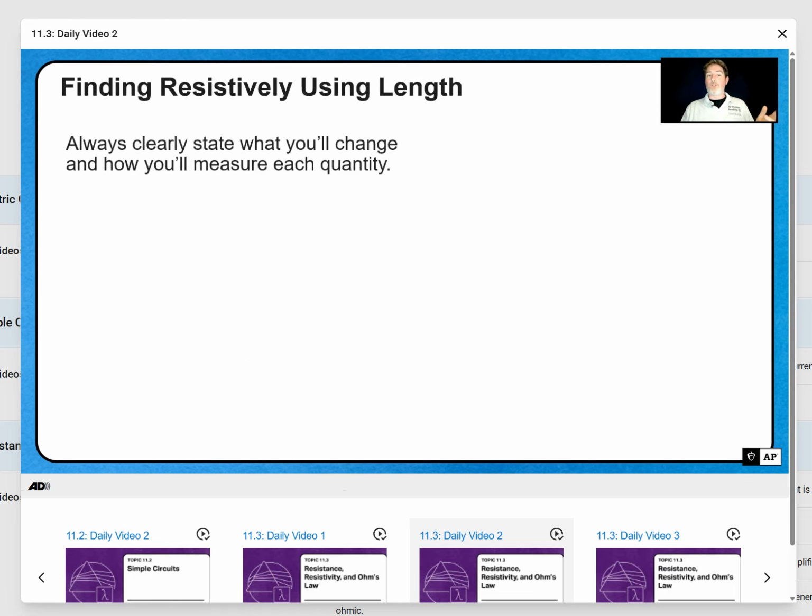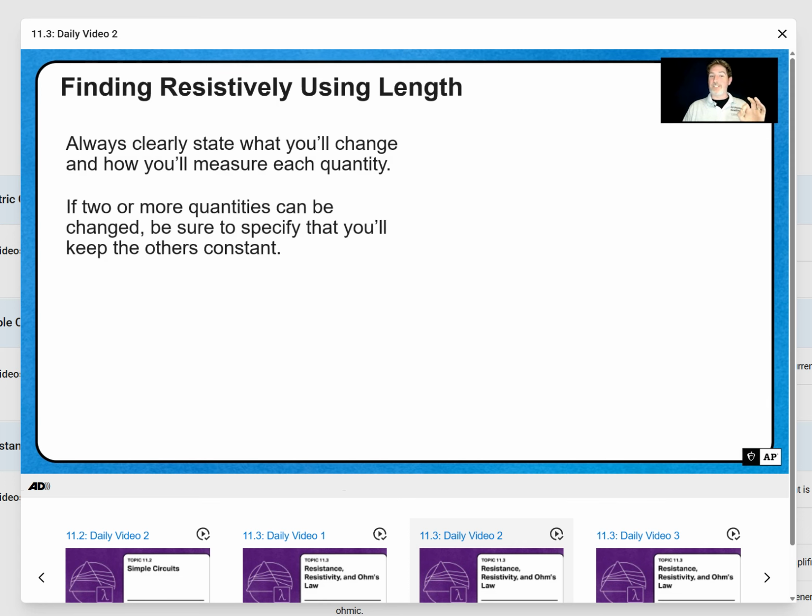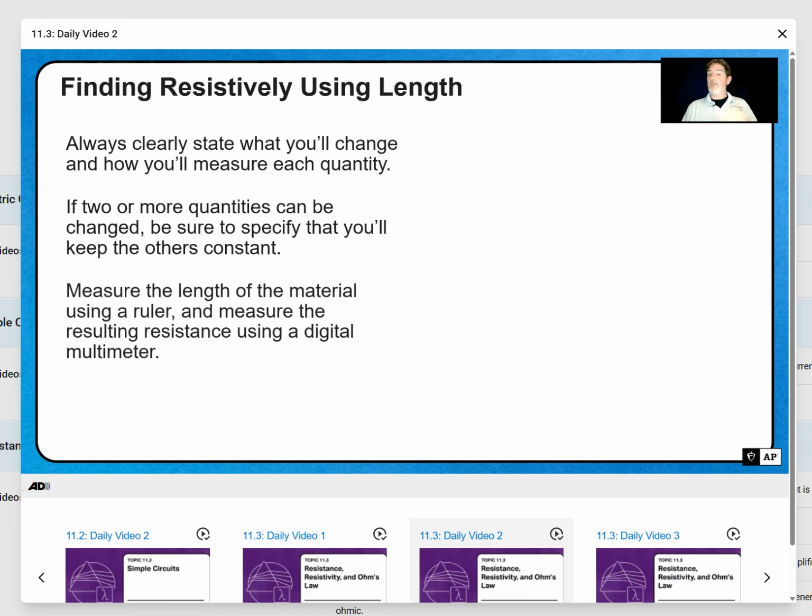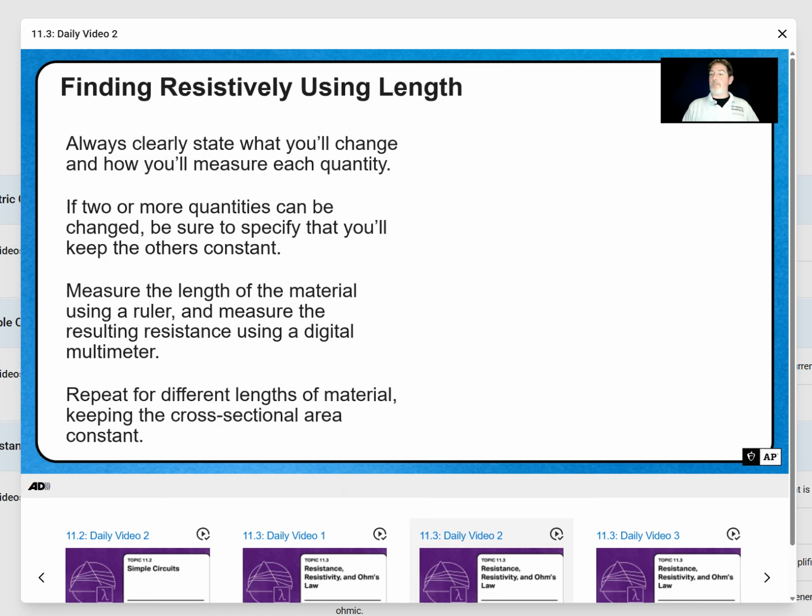So if we were to change the length, we're going to clearly state that we are going to vary the length of the material and measure the quantity of resistance. If there are other quantities that we could have chosen to change, like in this case, we could have chosen area, clearly state that you're going to keep those constant. So then we will measure the length of the material using a ruler, and measure the resistance using a digital multimeter. Any tools you plan to use, you need to clearly state which tools you're going to use. And if it's anything more complicated than a meter stick or a ruler, sometimes it helps to explain how to use it. All right? Repeat for different lengths of material, keeping the cross-sectional area constant.